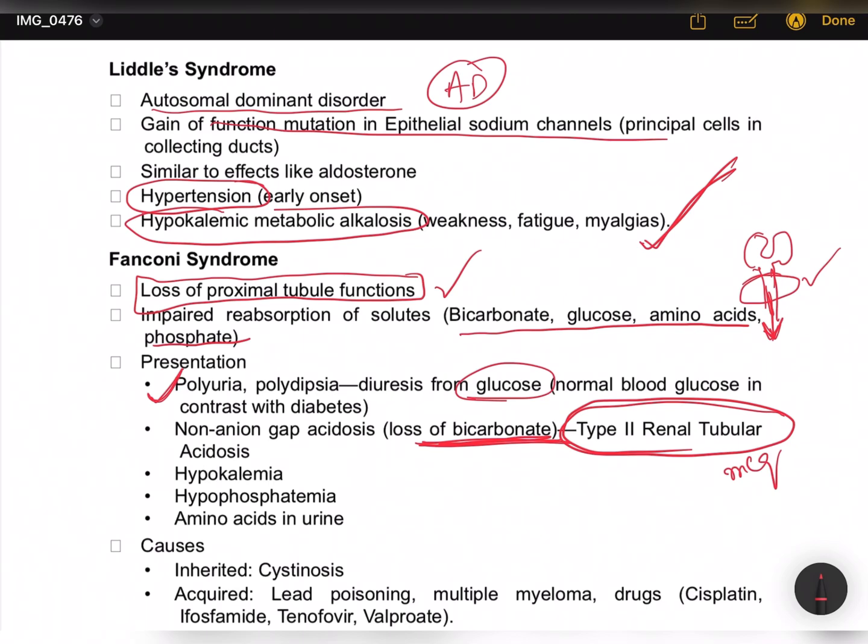This is an MCQ. You have to remember it. Everything is lost. Everything will be hypo only. Hypokalemia, hypophosphatemia. Amino acids are gone in the urine. So just remember the causes. Inherited causes: cystinosis. A very important cause which you have to remember is tenofovir, the drug.